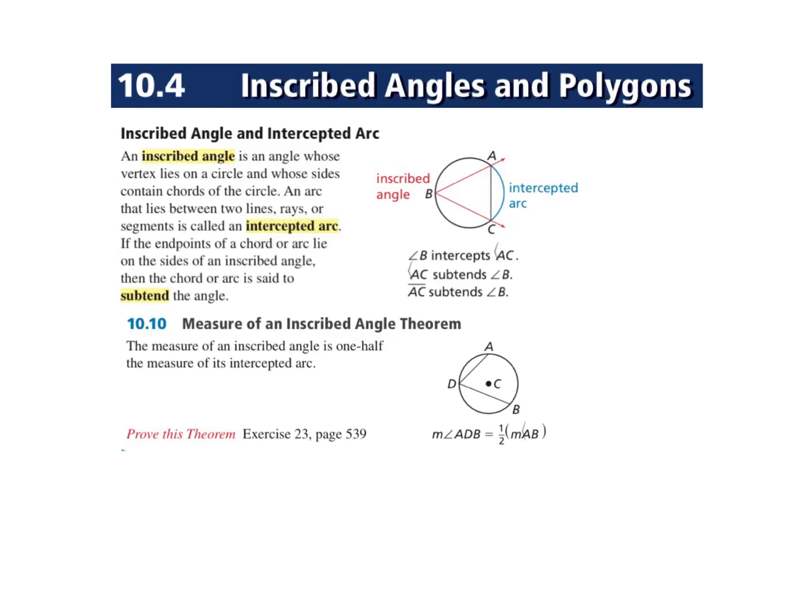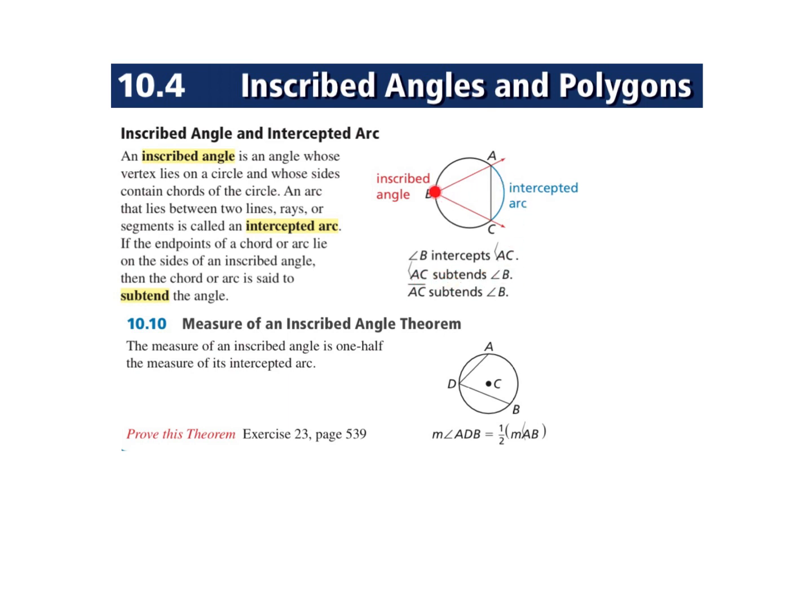Welcome to 10.4, Inscribed Angles and Polygons. So now we're going to be talking about how an angle is inside the circle here. This is called the inscribed angle, and you have the intercepted arc. Okay, so angle B intercepts the arc AC, and arc AC subtends angle B.